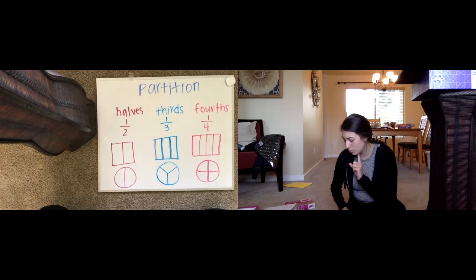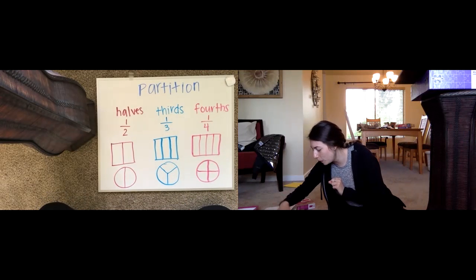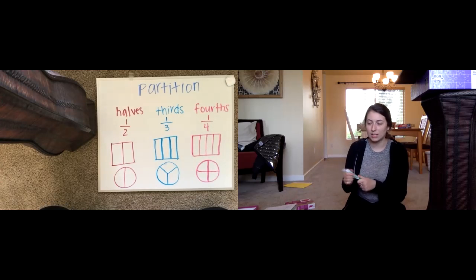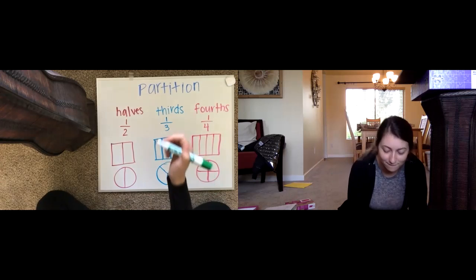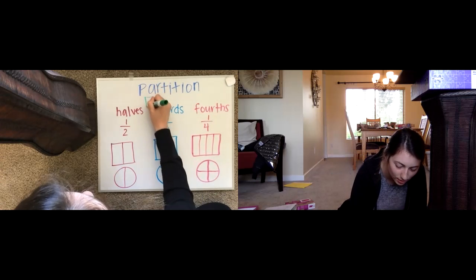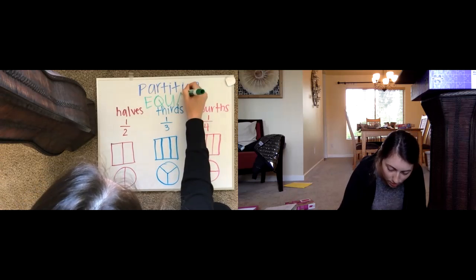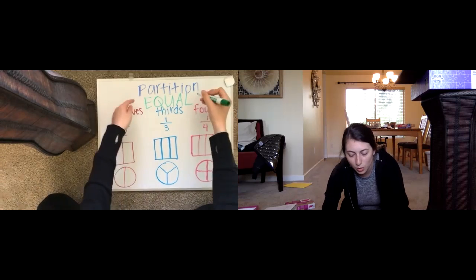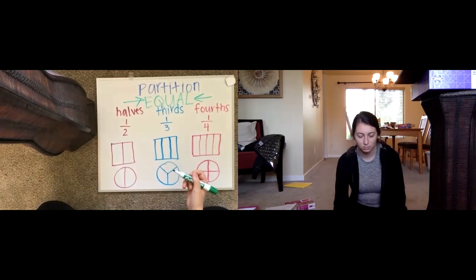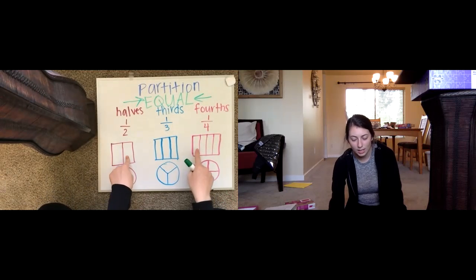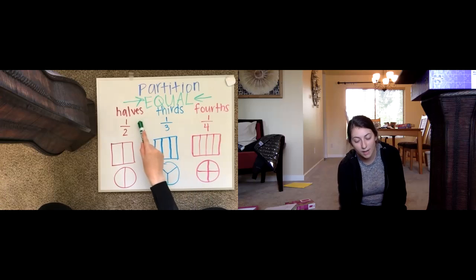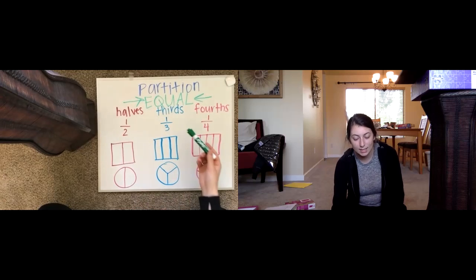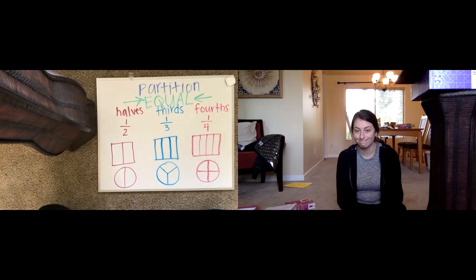And then, what was our most important word? Does anybody remember? Sally mentioned it because she wasn't happy with the first piece that she got. Ready? Where should I put it? Equal. Equal. They need to be equal parts. These are equal parts, these are equal parts, and these are equal parts, right? And if they are not equal, then they are not thirds, halves, or fourths, because it has to be equal pieces, equal parts, okay?